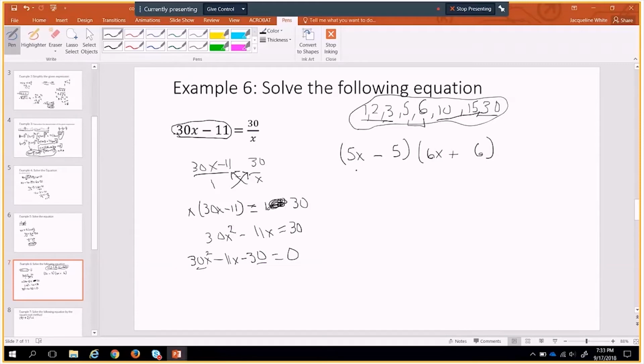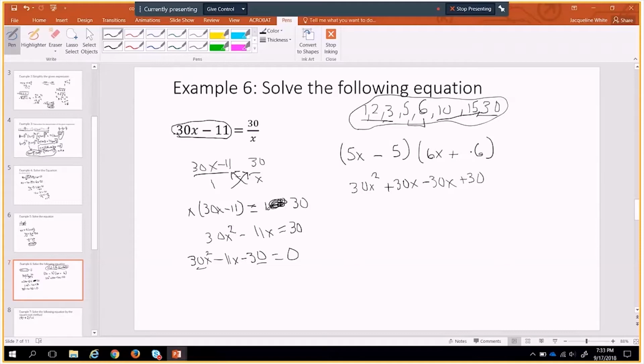So it's going to be 5x times 6x. That's going to be 30x squared. So we have that first term. We have that 5x times 6, which is going to give us a plus 30x. And then we have that minus 5 times 6x, so that's going to give us minus 30x. And then it's going to be plus 30. What could we have done wrong here?